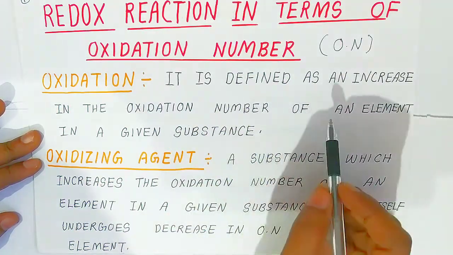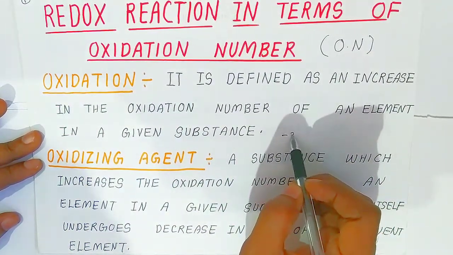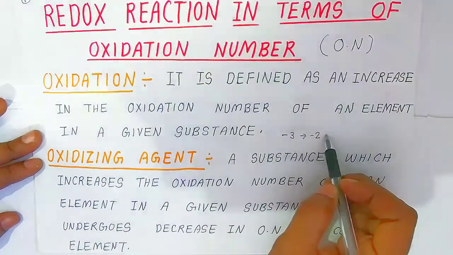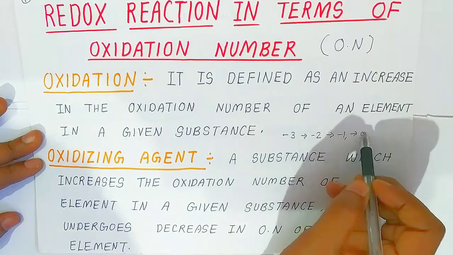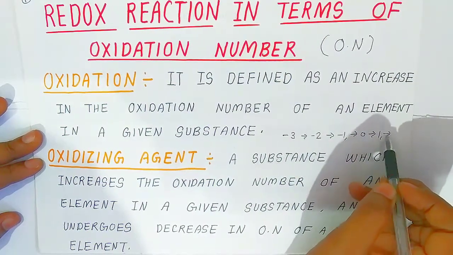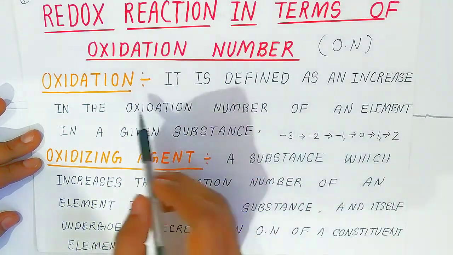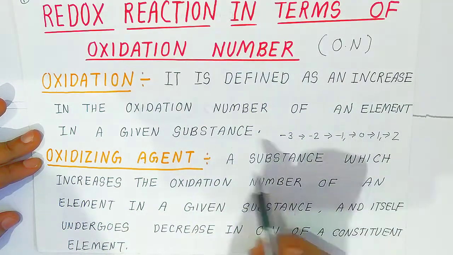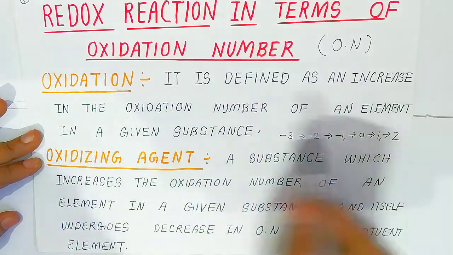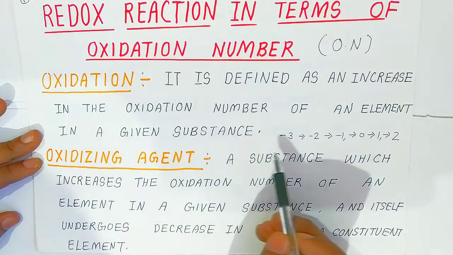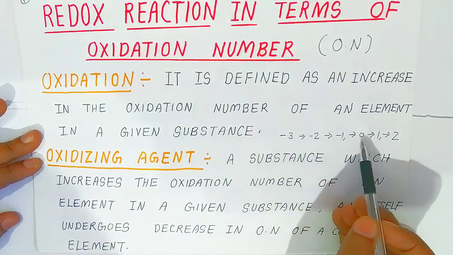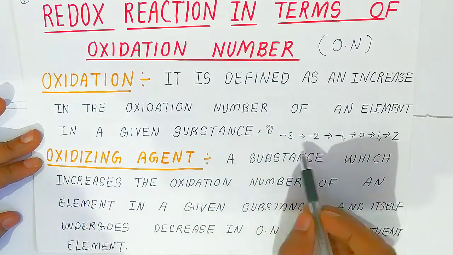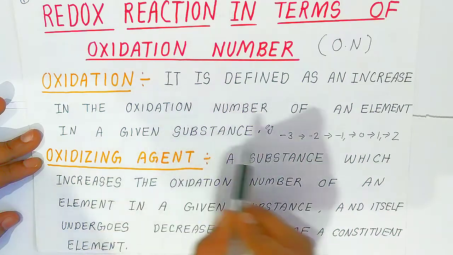For example, students, I am writing in increasing order: -3, after -3 comes -2, then -1, then 0, then 1, and then 2. So this is the increasing order I have written. Oxidation is defined as increase in the oxidation number of an element in a given substance, that is -3 to -2, -1 to 0, 0 to 1, 1 to 2. These are the increasing orders I have written as examples. So this type is called oxidation taking place.